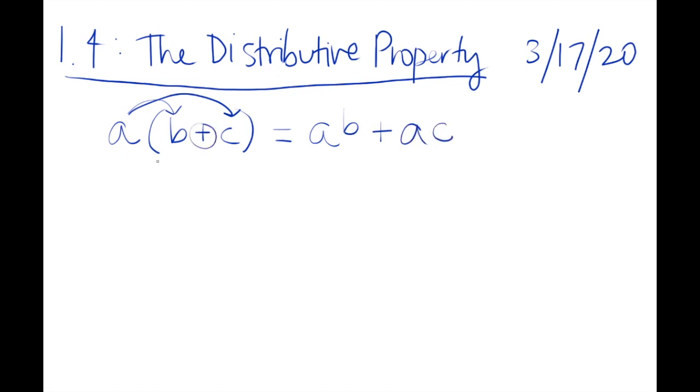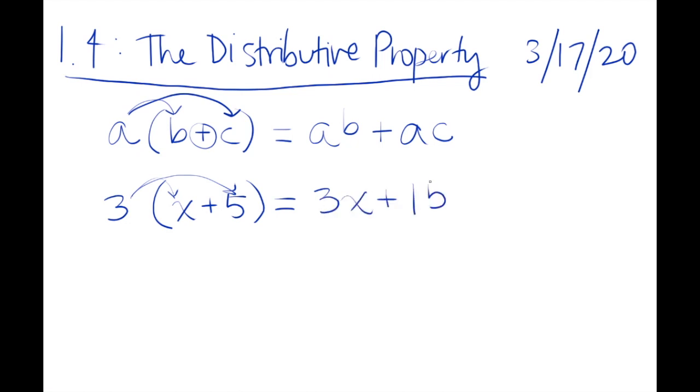All right, so if I have 3 times, let's say, x plus 5, I would do 3 times x plus 3 times 5, or 15. All right, so you may be asking yourself, why would we ever use the distributive property? What is the point? Well, it helps us with mental math.